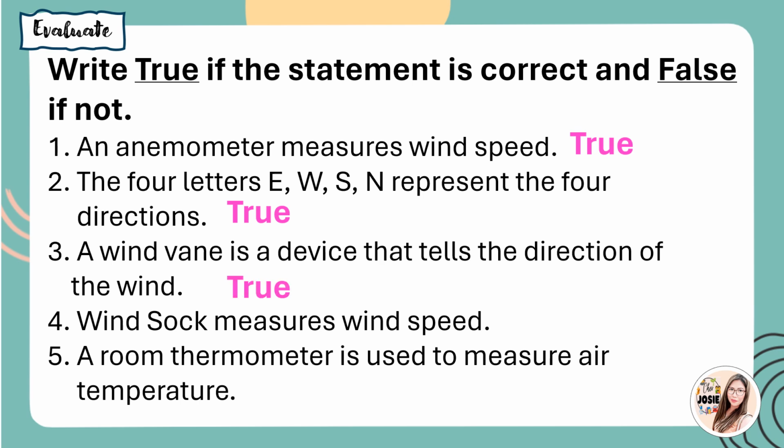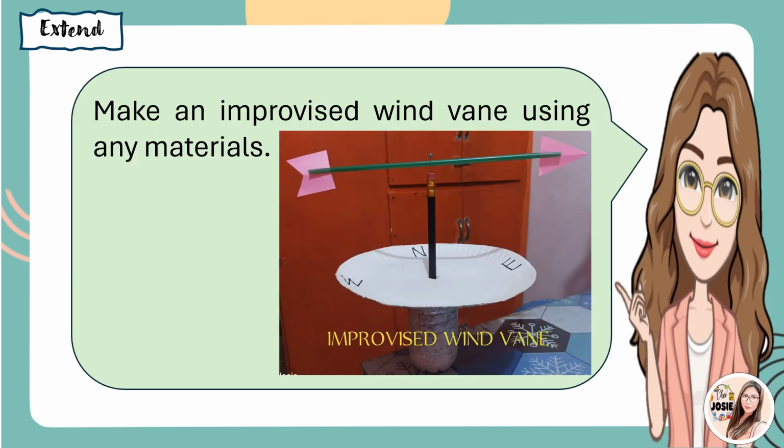The answer is true. Number 4, a wind vane measures wind speed. The answer is false. And number 5, a room thermometer is used to measure air temperature. The answer is true. I do hope you got a perfect score. And for your assignment or task, make an improvised wind vane using any materials. Good luck, kids!